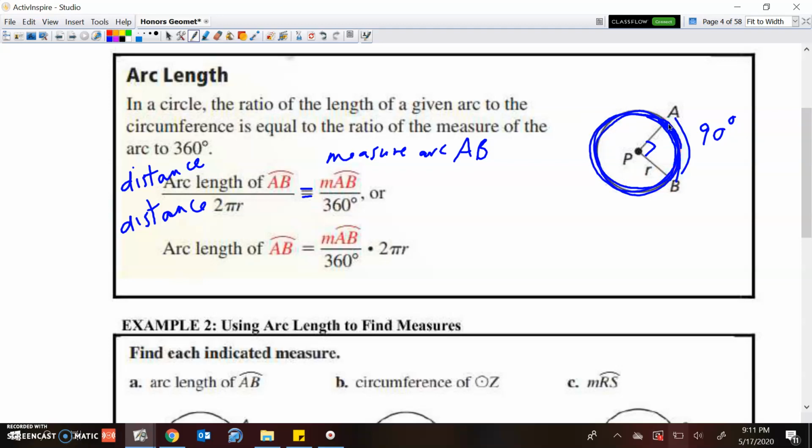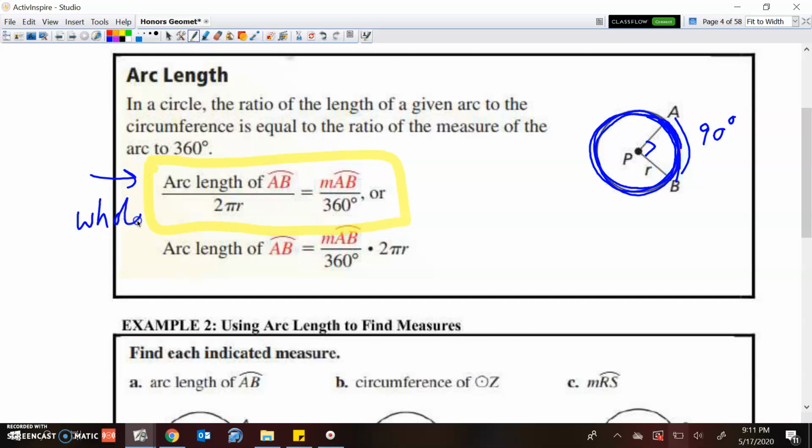I recommend understanding rather than memorizing this proportion. So again, it's a portion out of the whole in terms of distance. And then they do the same thing as a portion out of the whole in terms of degrees. Degree values. So that's what this formula is.